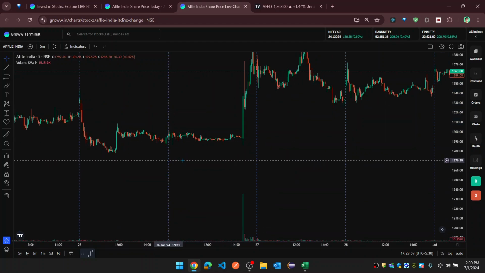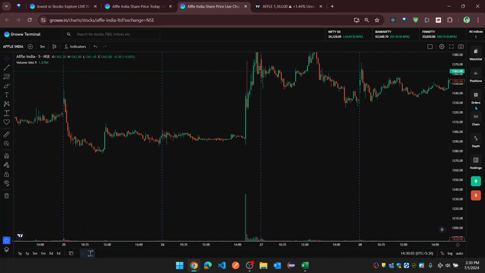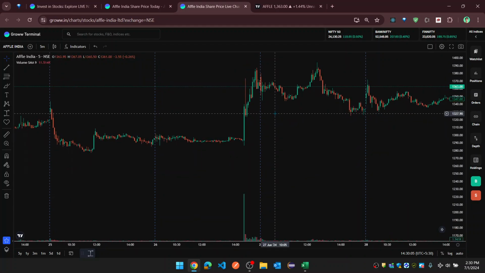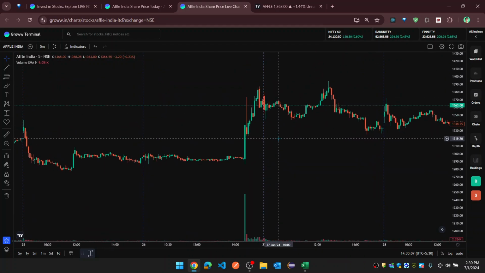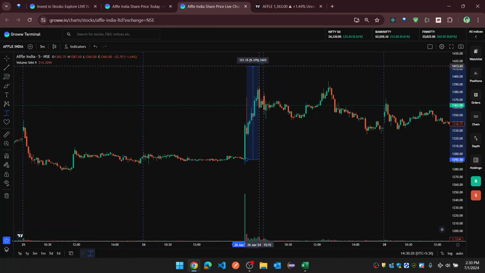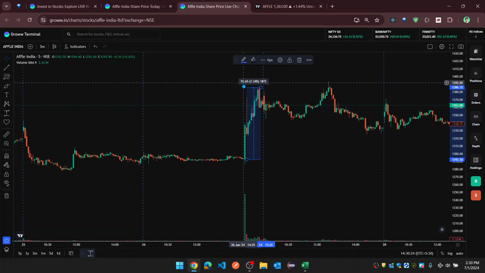So these separators are day wise separators. This is 25th and this is 26th of June. I had not taken this trade, but I was mindful that this can show a huge run up. You can see this run up came at around 14:30, right at 2:30 p.m. So I was quite bullish about this stock on that day itself. As you can see, it showed a run up of around 7%, 93 rupees.